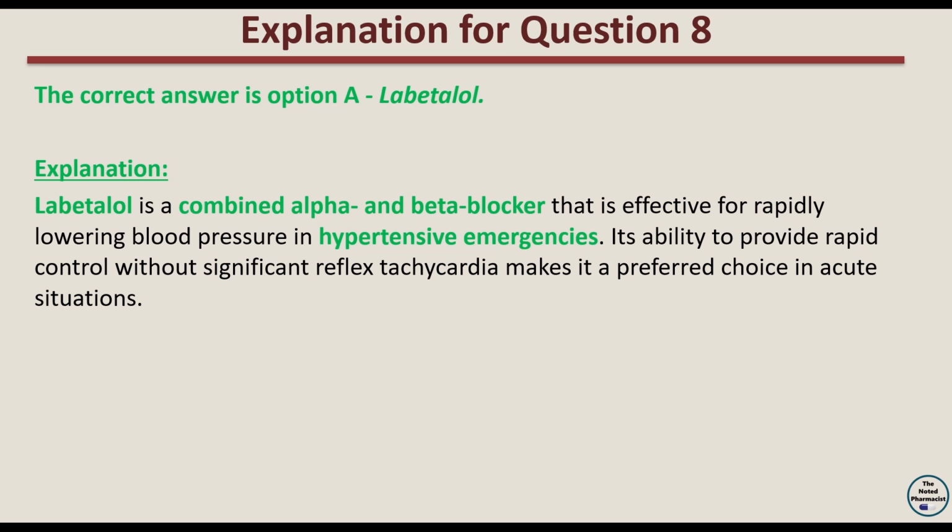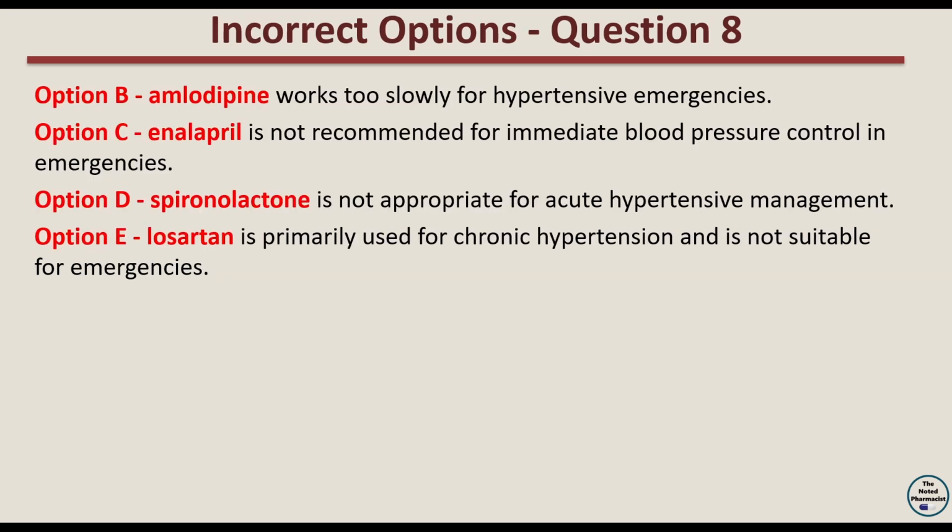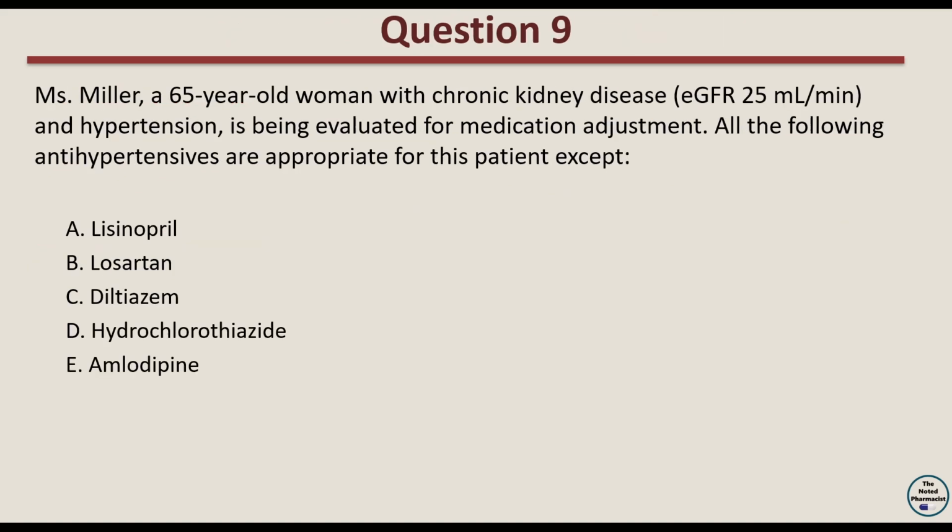Here is the explanation for incorrect options. Option B is incorrect because amlodipine works too slowly for hypertensive emergencies. Option C is incorrect because enalapril is not recommended for immediate blood pressure control in emergencies. Option D is incorrect because spironolactone is not appropriate for acute hypertensive management. Option E is incorrect because losartan is primarily used for chronic hypertension and is not suitable for emergencies.